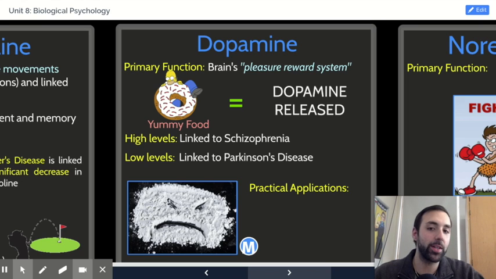One of the symptoms of Parkinson's disease you might have familiarity with are the tremors, sort of the shaking that you might consider. Well, that could be related to the lower levels of dopamine.